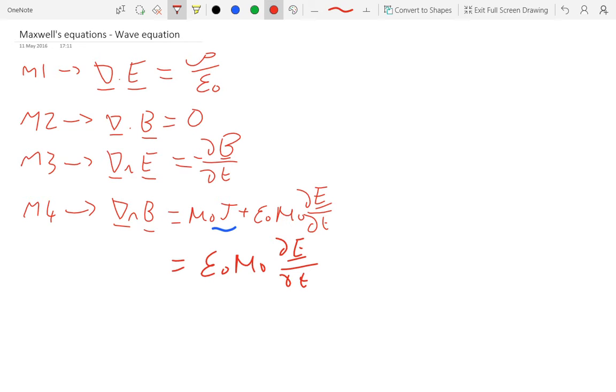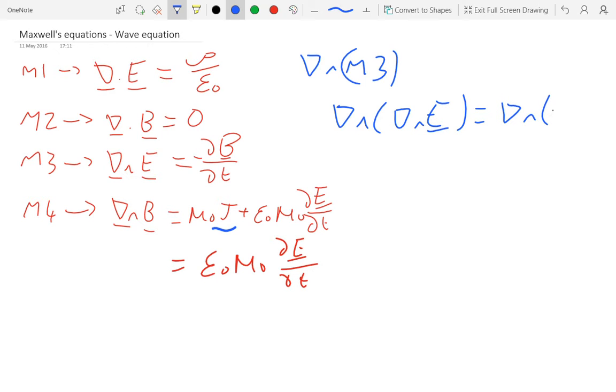And the next thing we want to do is, once we know that, we can come back to it later on, but what we want to do now is do a cross product of M3. So cross product on M3 like that, which means you get the cross product of E equals the cross product of minus dB by dt, like so.